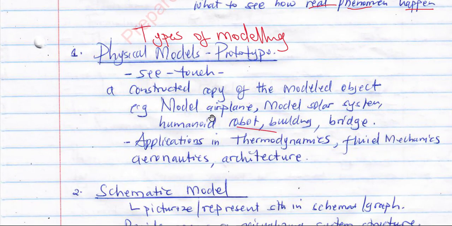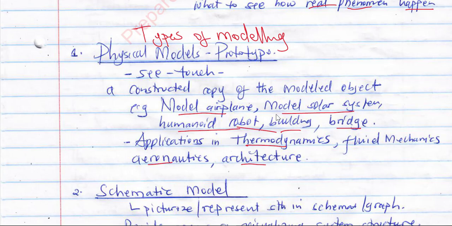For example, you can have a model of an airplane, a model of the solar system showing how the earth revolves around the sun, a humanoid robot that is built like a human, a building, a bridge. This physical model is applicable mostly in thermodynamics, fluid mechanics, aeronautics, and architecture. When you advance in maths, you will see thermodynamics and fluid mechanics, where you shall be trying to model specific physical models so that you can see and touch them, especially models of bridges, buildings, and airplanes. That's one of the types of modeling.